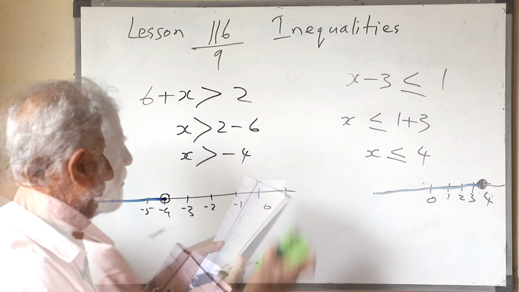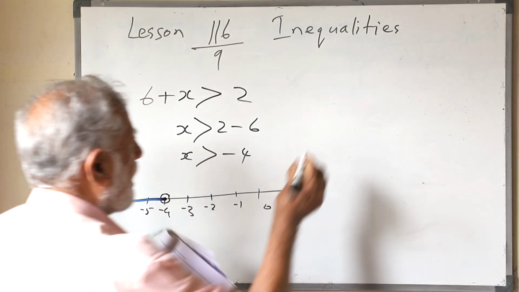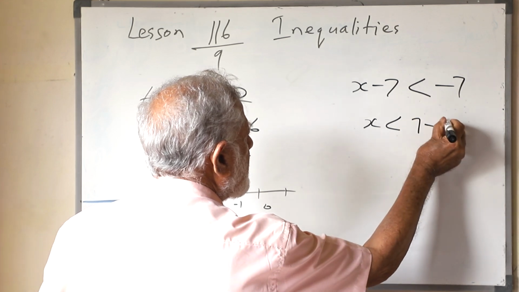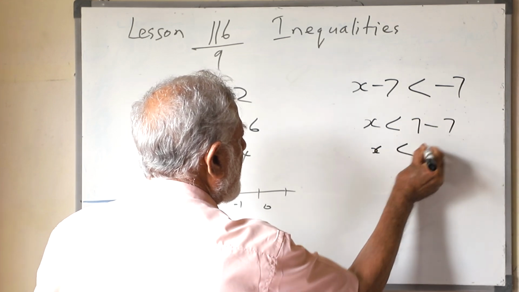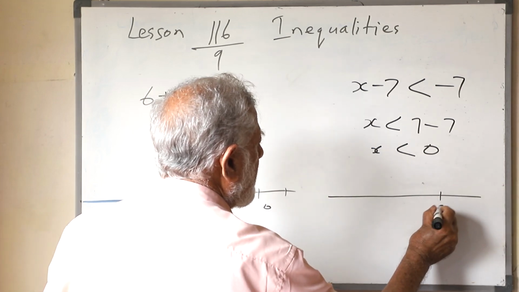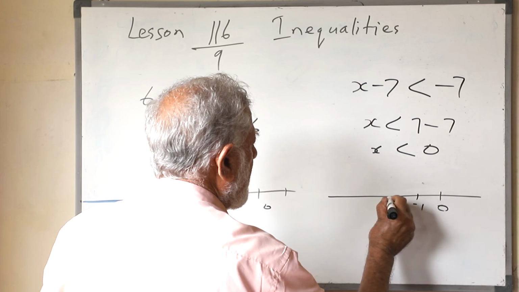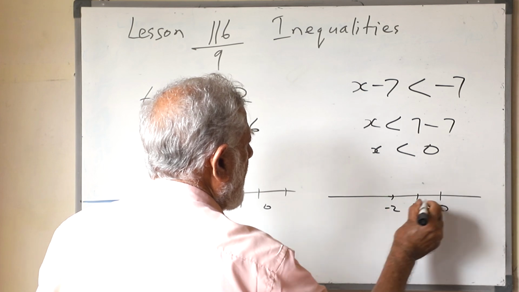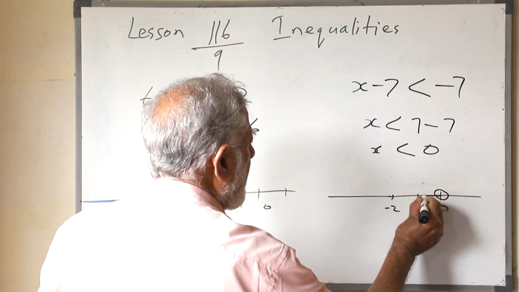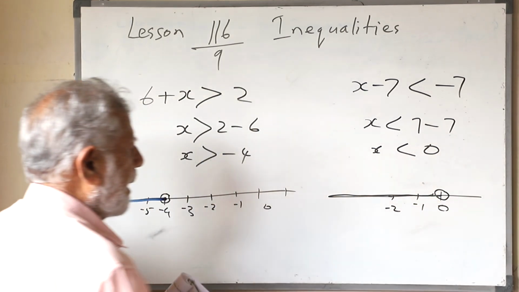Look at the next one. X minus 7 is less than minus 7. So x is less than 7 minus 7. So x is less than 0. So 0, minus 1, minus 2. So x is less than 0. You draw a circle there and darken this part.